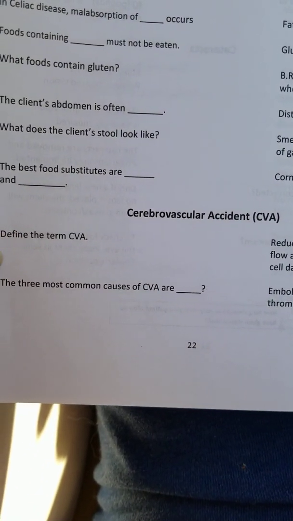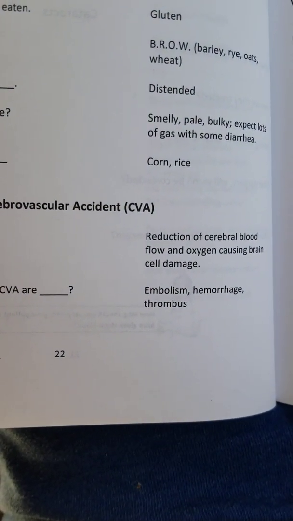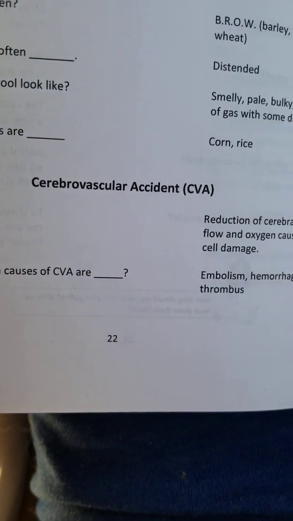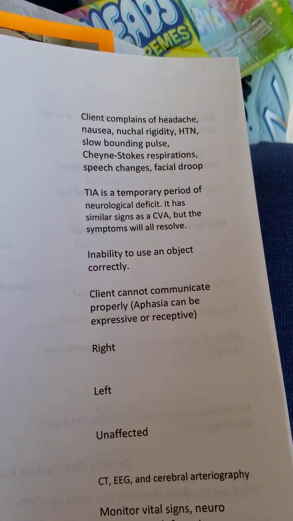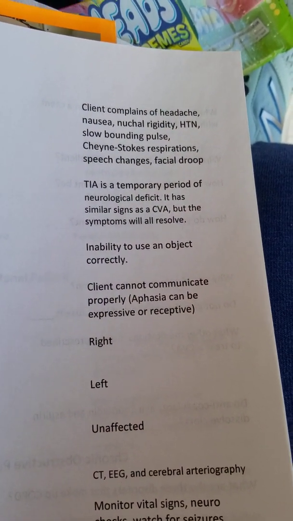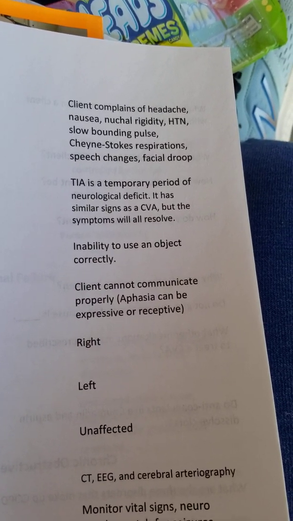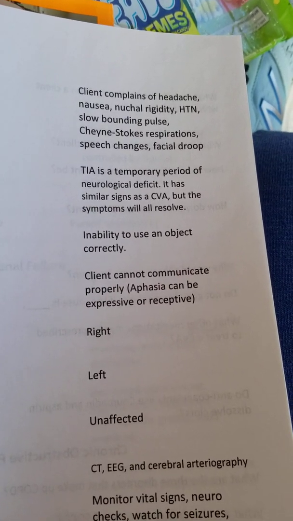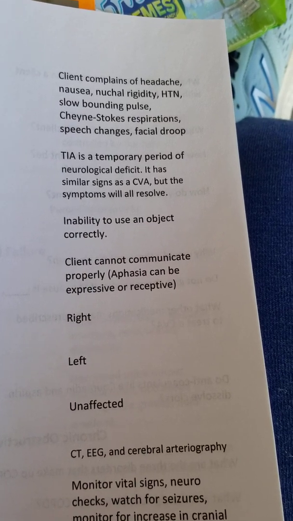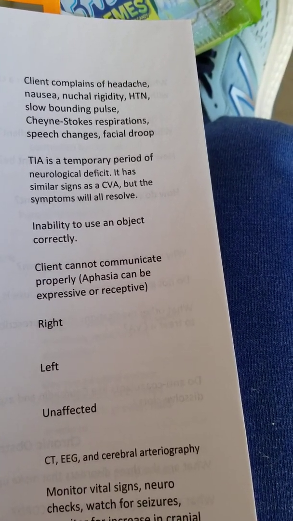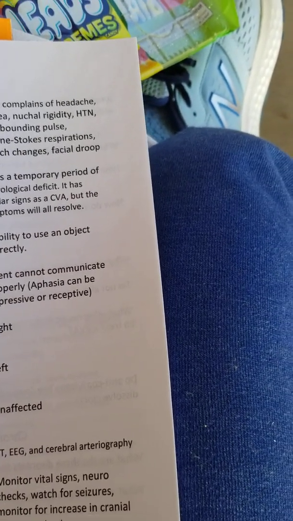CVA, cerebrovascular accident, stroke, is a reduction of cerebral blood flow and oxygen causing brain cell damage. Most common causes are embolism, hemorrhage, and thrombus. Signs of a CVA are headache, nausea, nuchal rigidity, hypertension, slow bounding pulse, respiration changes, speech changes, facial droop. TIA is a temporary period of neurological deficit. It has similar signs as a CVA, but the symptoms will resolve. Transient ischemic attack is different than the actual CVA.